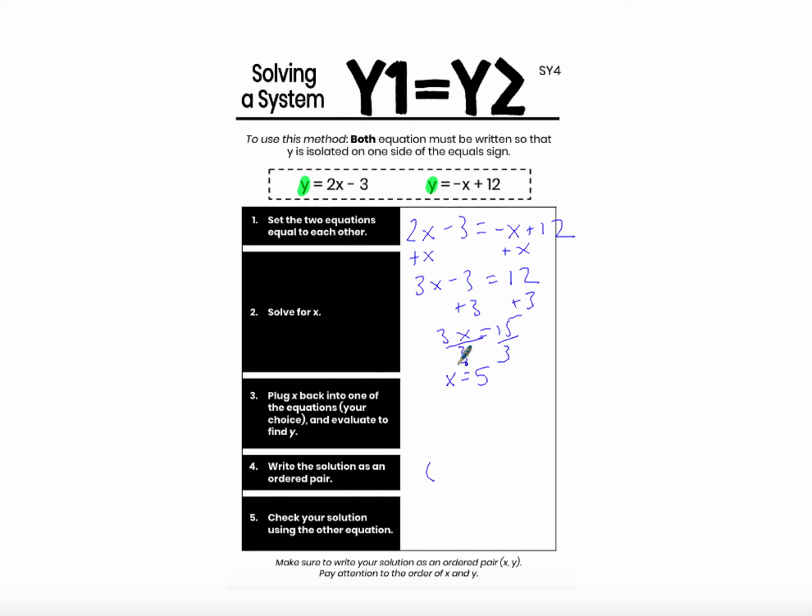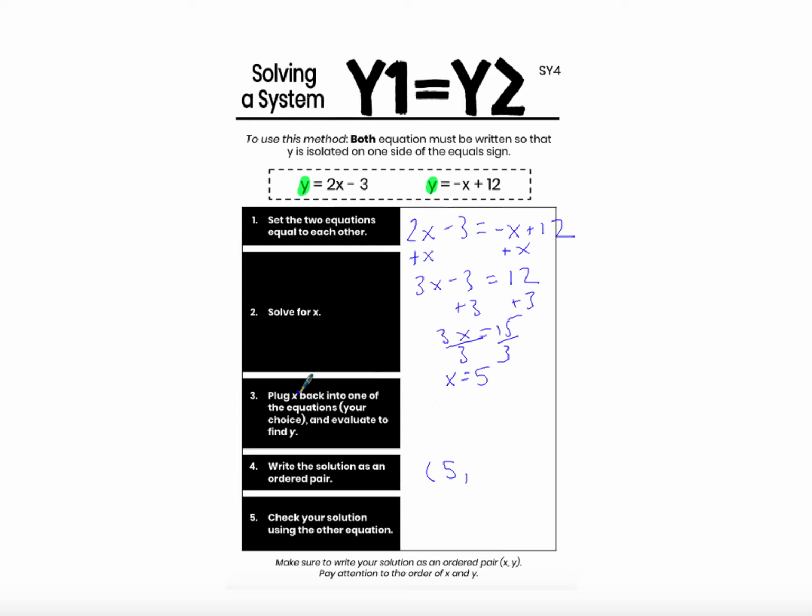A really common mistake is to just stop here. We're used to solving an equation and stopping when we have the solution to that equation and just saying, hey, I'm done, x equals 5. We're not just solving an equation here, though. We're solving a system, so our solution will always be an ordered pair. The x value of my ordered pair is 5. I now need to find the second half of my solution, the y value.